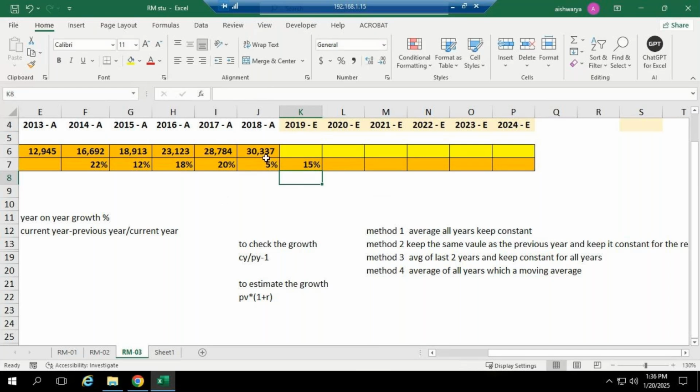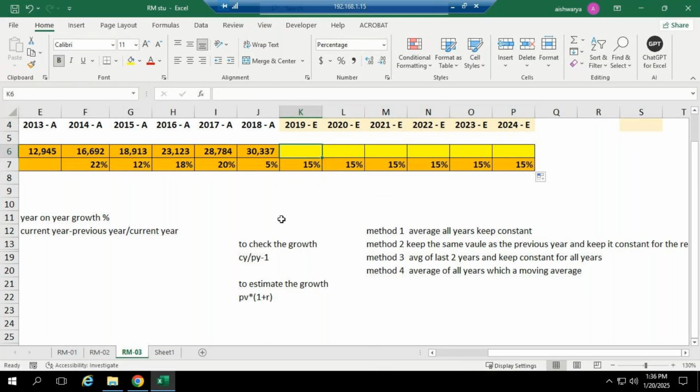Okay, 15%. So now keep all the years constant. So now is equal to this 15% and then press enter. So now you just drag it over here. Automatically you will be getting the year on year percentage growth.